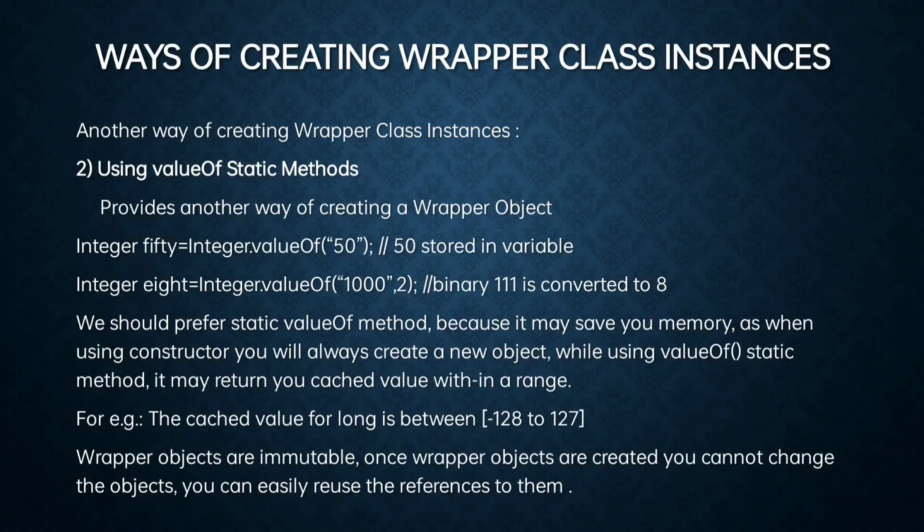We should prefer the static valueOf method because it may save you memory, as when using a constructor you will always create a new object, while using valueOf it may return a cached value within a range. For example, the cached value of long is between -128 to +127. So wrapper objects are immutable. Once wrapper objects are created, you cannot change the objects. You can easily reuse the references to them. So immutable means objects which can't change.